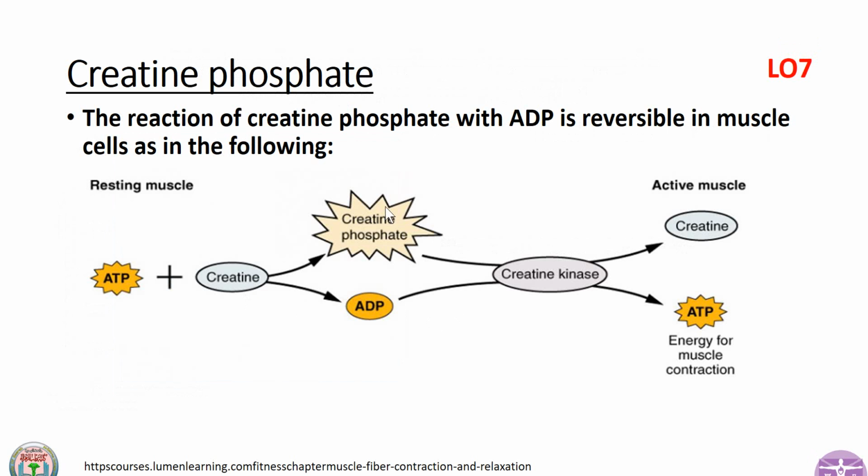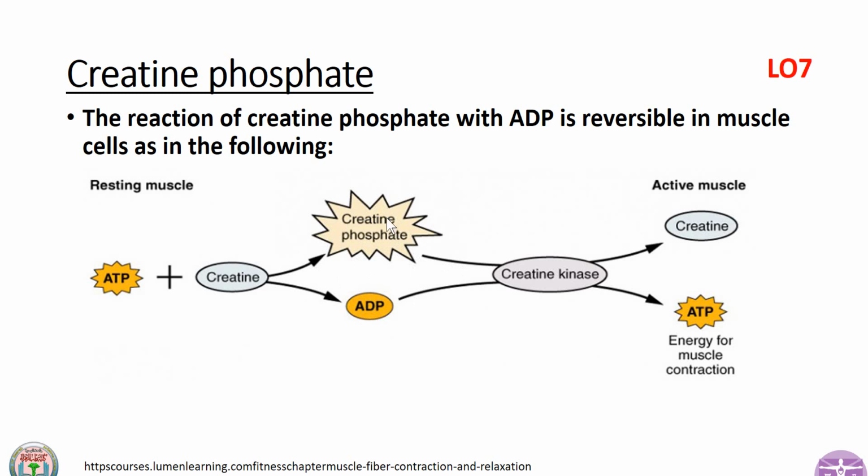Now, one of these molecules which acts as a high energy molecule is creatine phosphate. The reaction of creatine phosphate with ADP is reversible in the muscle, as in the following process. When ATP is high, it will react with creatine to produce creatine phosphate, which is a high energy molecule, and release the ADP.